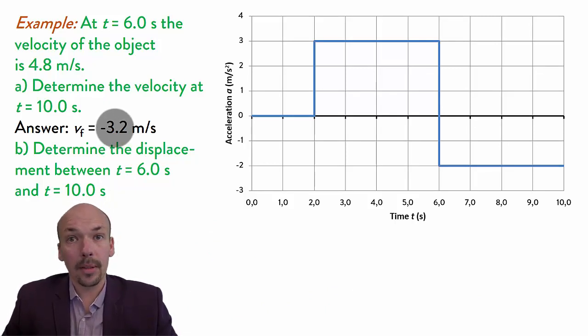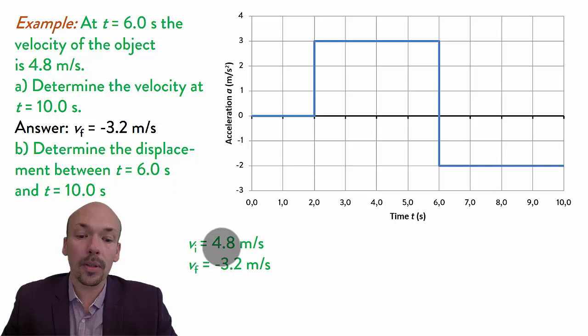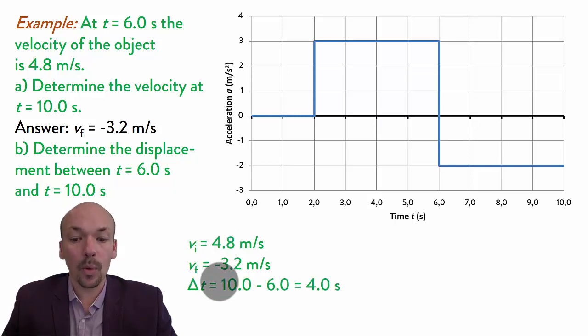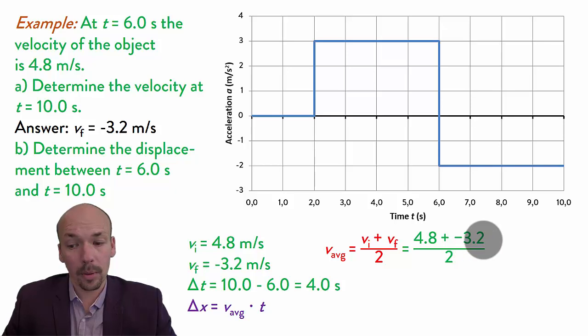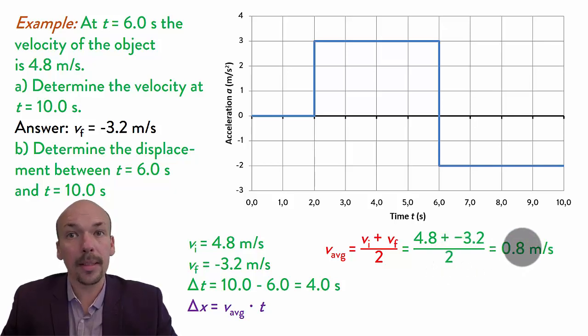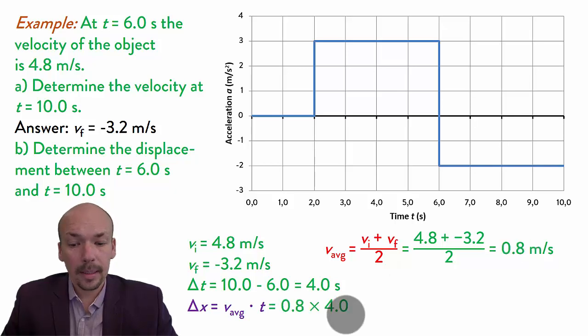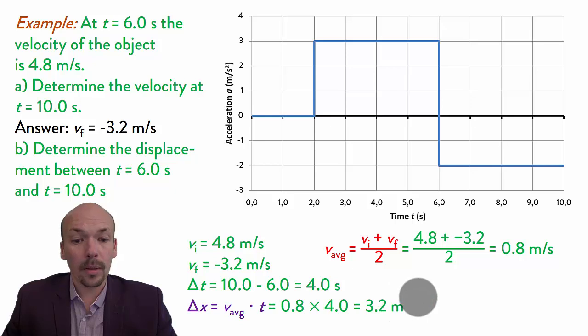And now we can determine the displacement. So we have the initial velocity, we have the final velocity, and we have the time, and we need this equation, so we need the average velocity. We add those two and divide by 2, so 4.8 plus minus 3.2, so it becomes a minus, divided by 2 is 0.8 meters per second, which was the average velocity. We use it here. Multiplied by 4 is 3.2 meters. So the total displacement between 6 and 10 seconds was 3.2 meters.